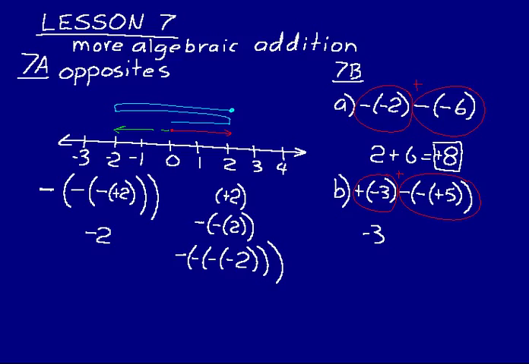And then on the right there we have two negatives, so those would cancel each other, and we'd have a positive 5. So put plus a positive 5. And now we can just simplify that and take the difference. We'd have 2, and the answer would be positive 2.